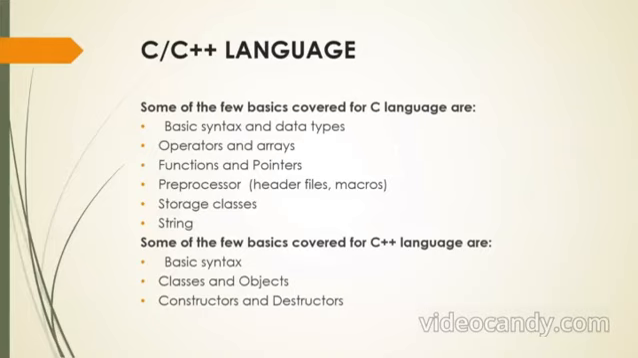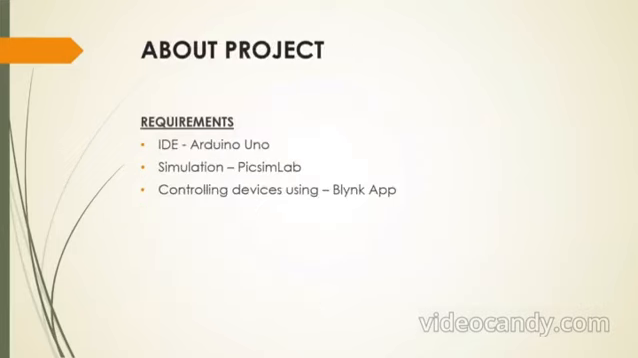The main topics covered in C language are basic syntax and data types, operators and arrays, functions and pointers, preprocessors under which header files and macros, storage classes, and strings. And a few topics covered in C++ are basic syntax, classes and objects, constructors and destructors. Further slides will be taken by Aditya. Thank you. Next, we have to see about the project.